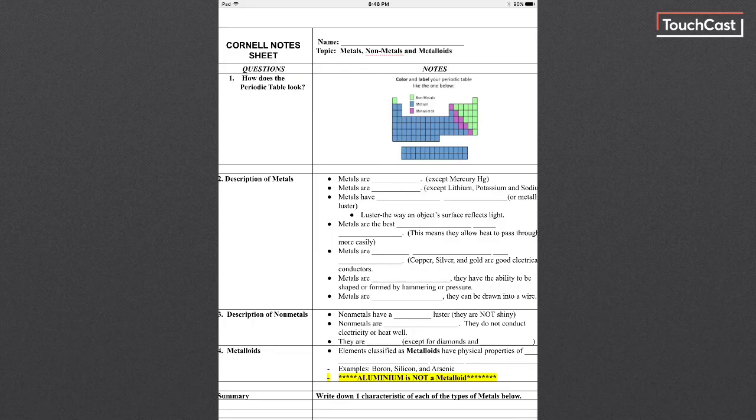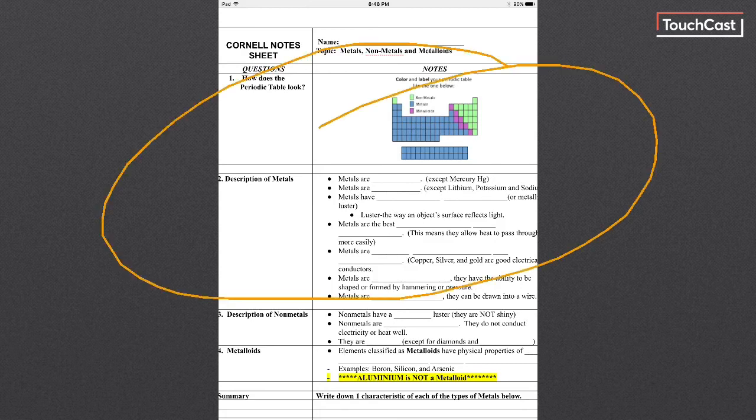And ladies and gentlemen, that is it. Make sure that you filled in all of this information, and down here at the bottom you are responsible for that summary. I will be checking to make sure that you have a characteristic of each of the types written below. So you would just tell me one description of your metals, nonmetals, and metalloids.